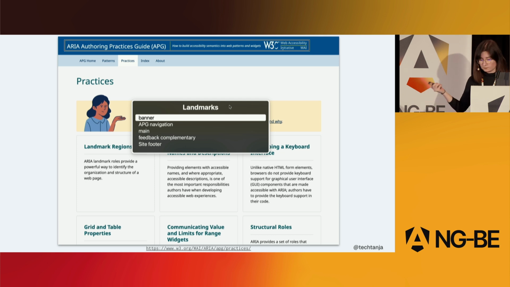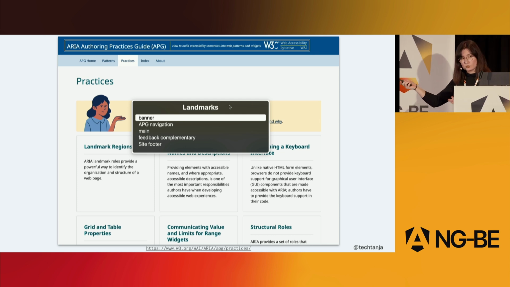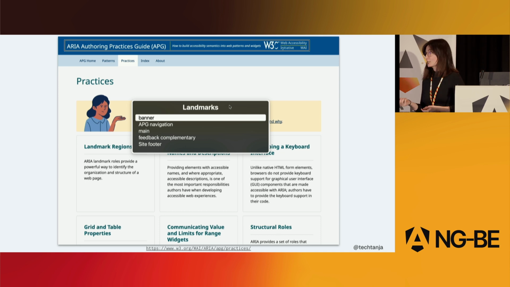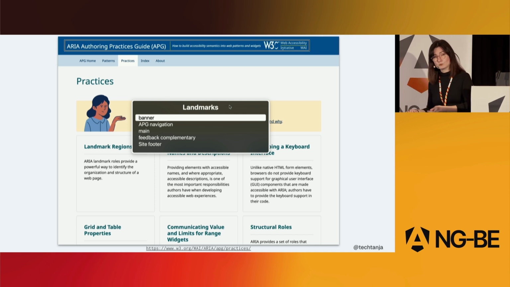So that's why you should structure your document properly, so that people could actually use these type of shortcuts. Because the assistive technology doesn't only show them to you, they allow you to jump to those sections.